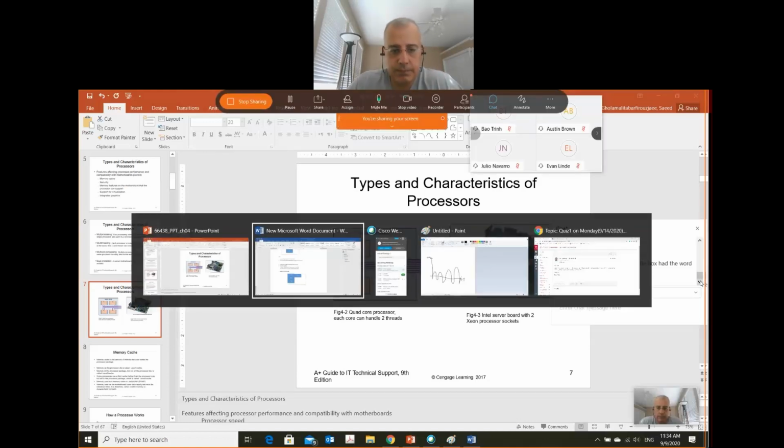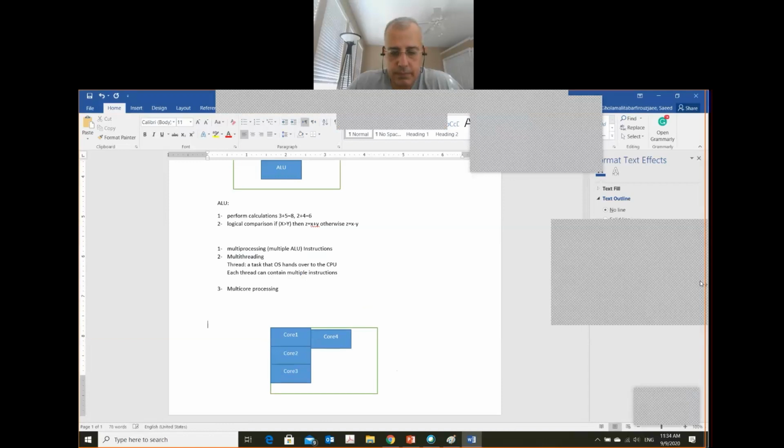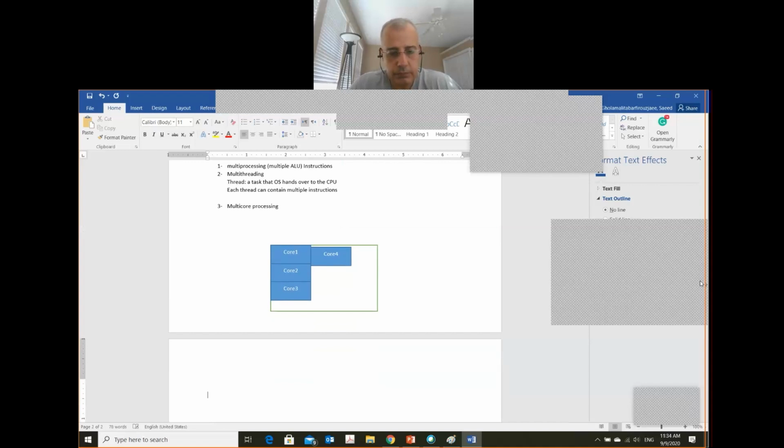Let me elaborate on that a little more, okay? We have instructions, okay? The CPU performs or executes one instruction at a single time, okay? What do we mean by instructions? Something like this: 3 plus 5 equals 8. This is called an instruction.